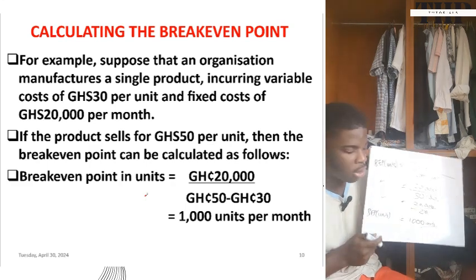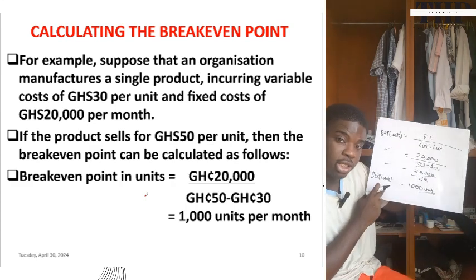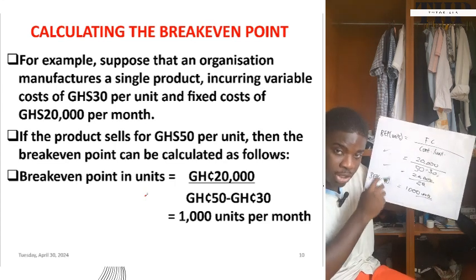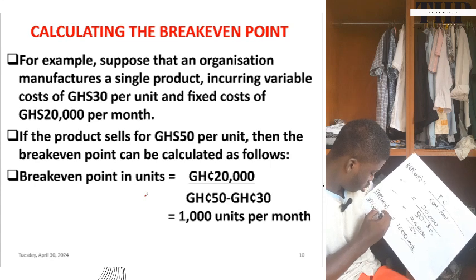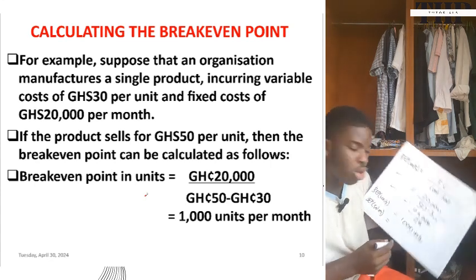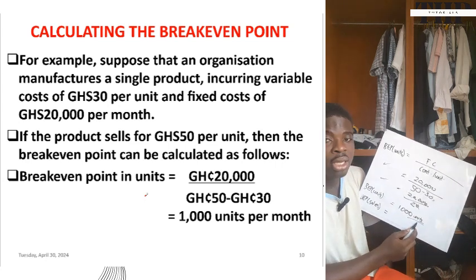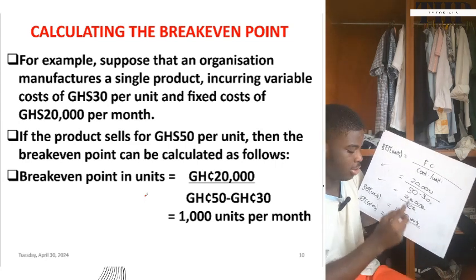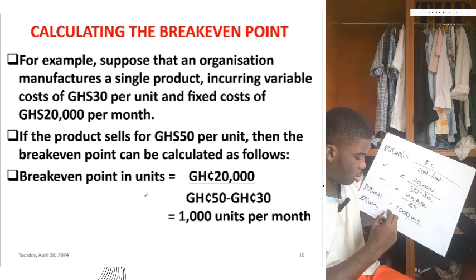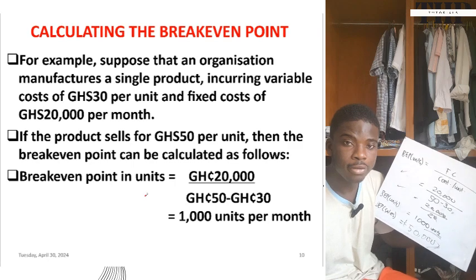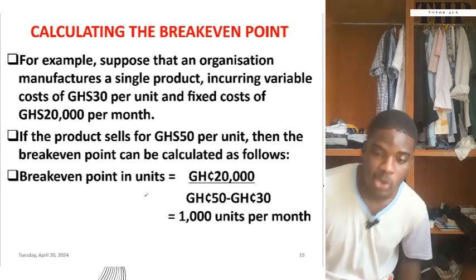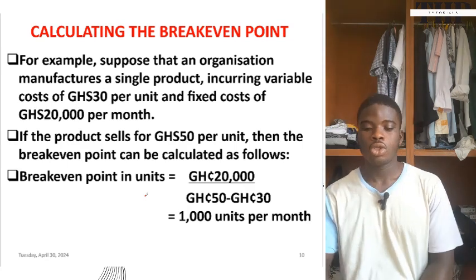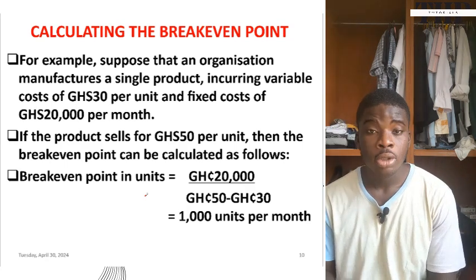Alright. If you want to get the break-even point in sales, all you have to do is multiply this 1,000 units by the selling price of 50. That gives you 50,000. Right. Excellent. Let's proceed. So that's it. Now you can see the answer.